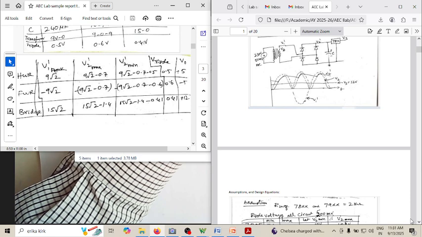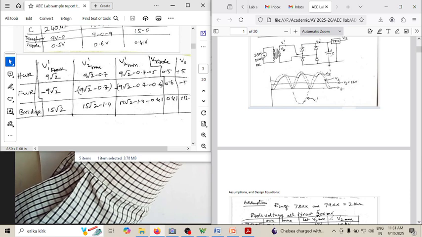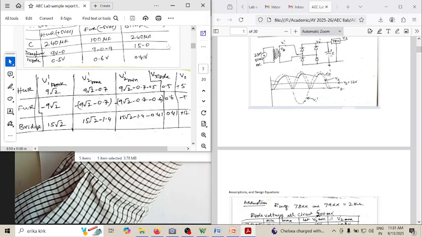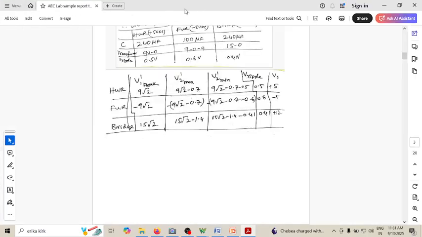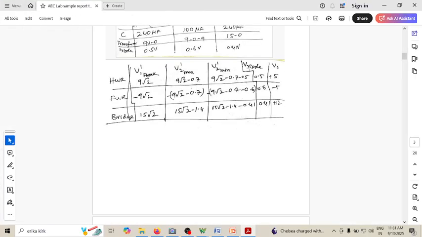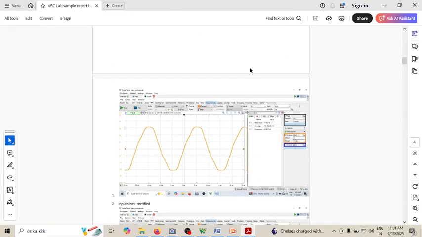0.5 volt ripple voltage for all the circuits. But it is ending up being 0.5 for half wave, maybe 0.6 for full wave, and 0.4 for bridge. That's fine, they're around 0.5 volts. So that's how you got this V ripple, and then V naught is 12 volts. Next comes the conduction.